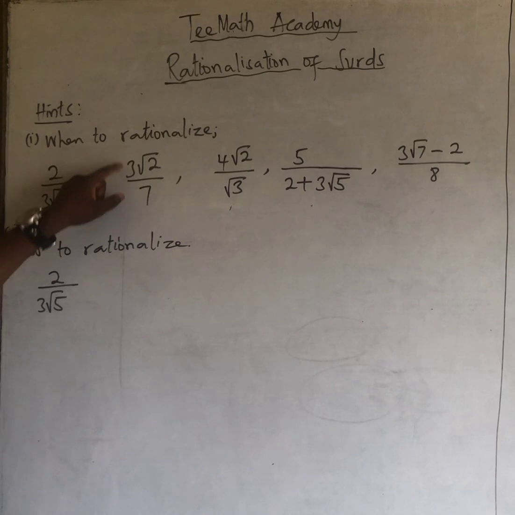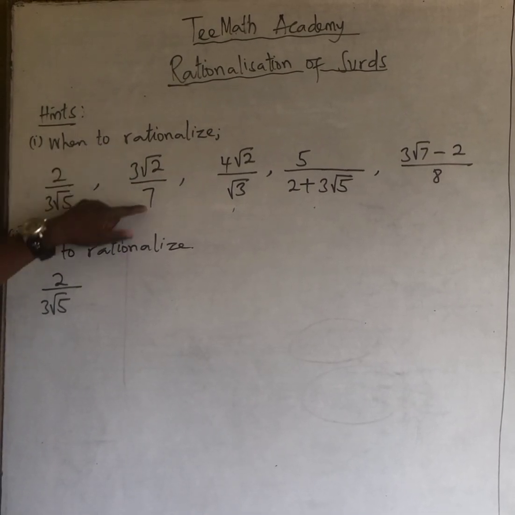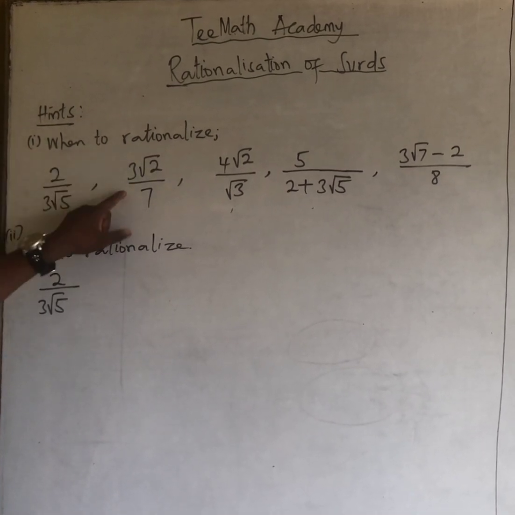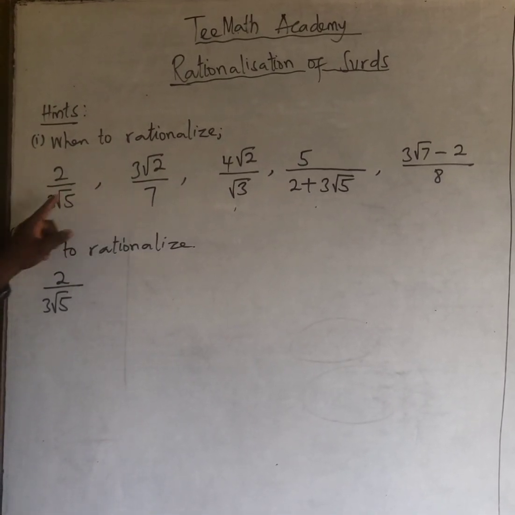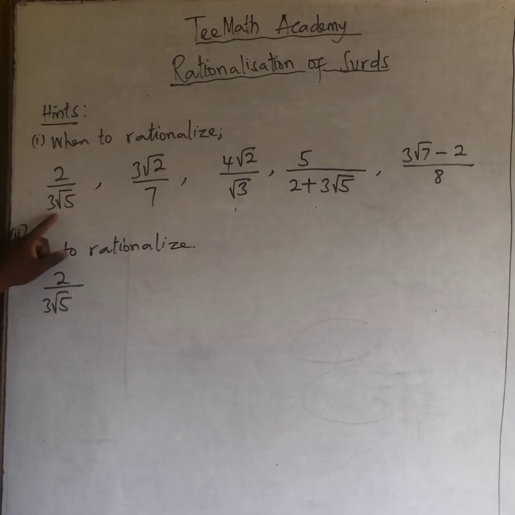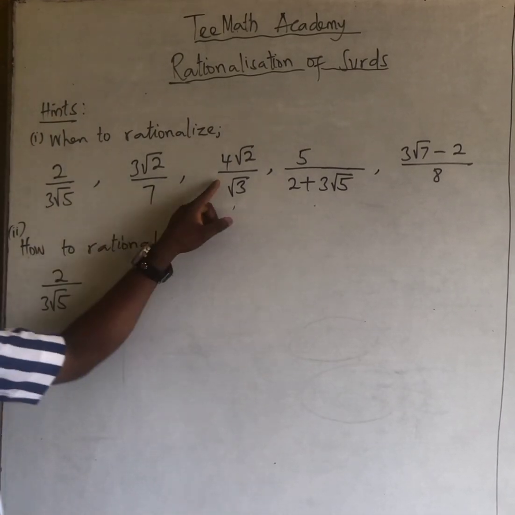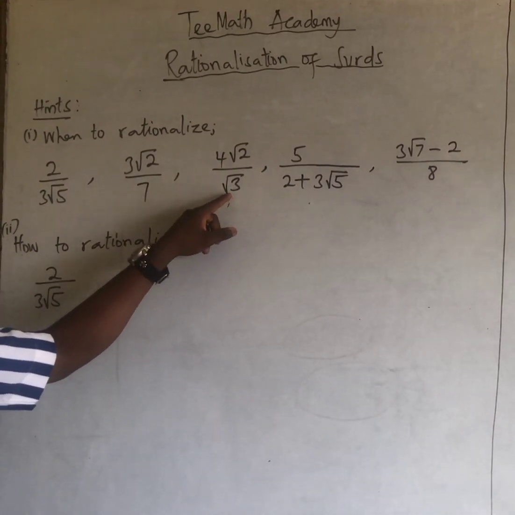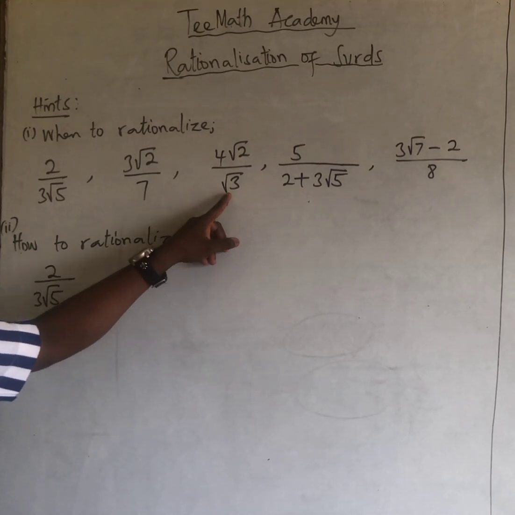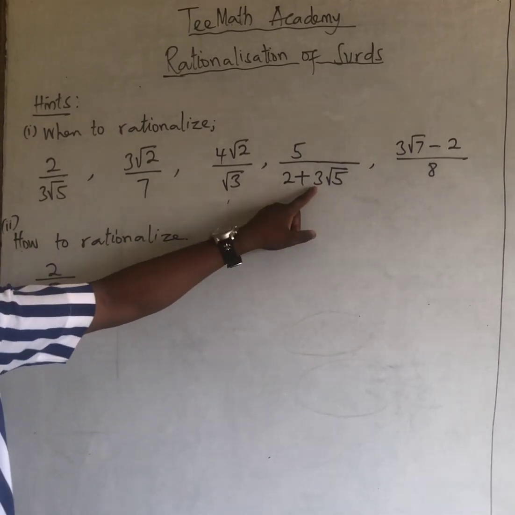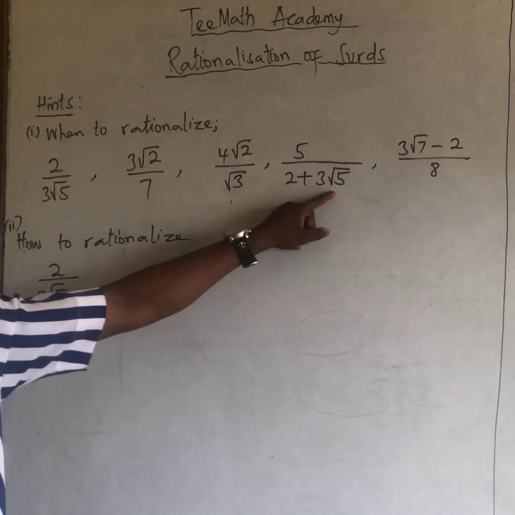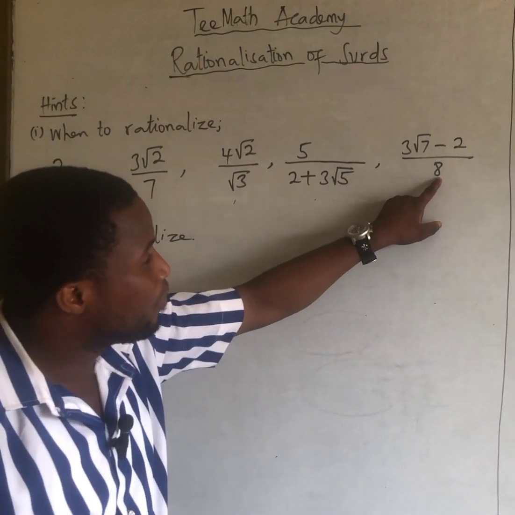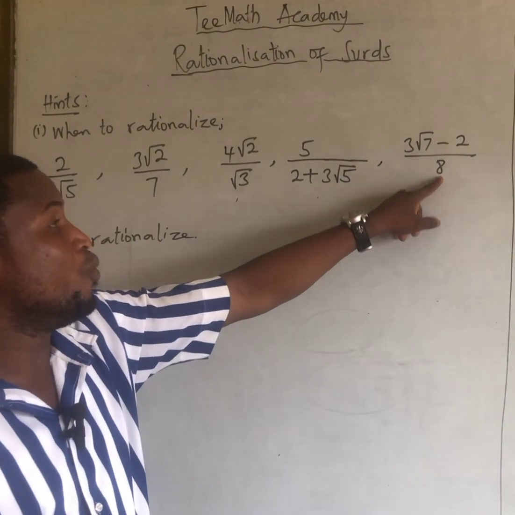Then, how about in this form? The denominator is 7, but the numerator has a surd, a root. So we can leave our answer in this form. We cannot rationalize here. But in this form, we can rationalize because our denominator is in surd form. If you look at this expression, both the numerator and denominator are in surd form. So, the denominator is in surd form, and of course we still have to rationalize. This expression has the denominator in surd form, so we rationalize. In this one, the denominator is not in surd form, it's an ordinary 8, so we cannot rationalize.